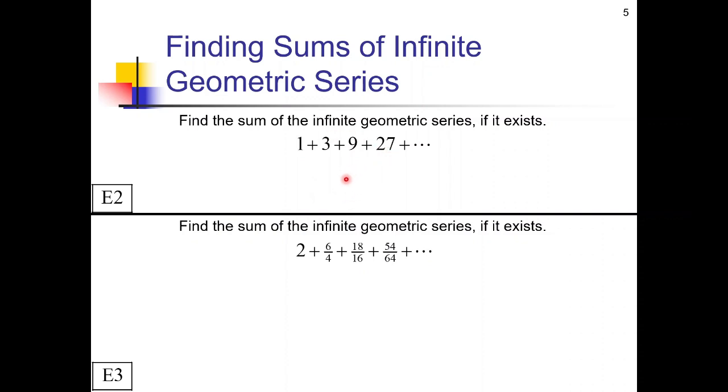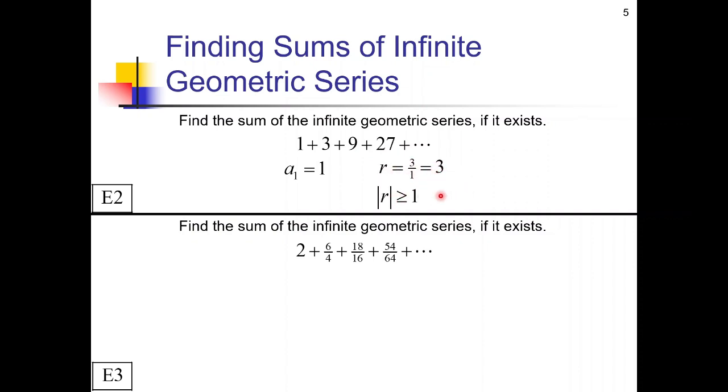Alright, see how that worked out. So a1 is 1. And r, if you just do like 3 divided by 1 here, we see that r is just 3. Now, before you go ahead and plug that into the formula, note that the absolute value of r, the 3 here, is greater than 1.